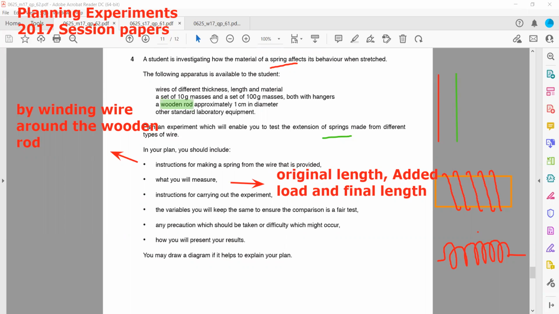The instruction to carry out the experiment. How we will do this experiment? So we will hang the spring. Because we already converted the wire into a spring, we will hang the spring, measure the original length without any load, and then we will add a load and we'll measure the final length. And we will repeat the experiment by changing the load as well as by changing the type of material from which the spring is made.